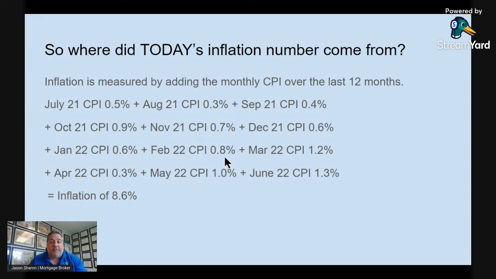So how do we apply that? Where does today's inflation number come from? You look at the last 12 months. July of 2021 was 0.5%, August was 0.3%, September of 2021 was 0.4%, and so on and so forth, all the way up to June. Last month's CPI was 1.3%. Add all those numbers up, and you get inflation of 8.6%. That's what inflation is, where it comes from, and what today's numbers are.